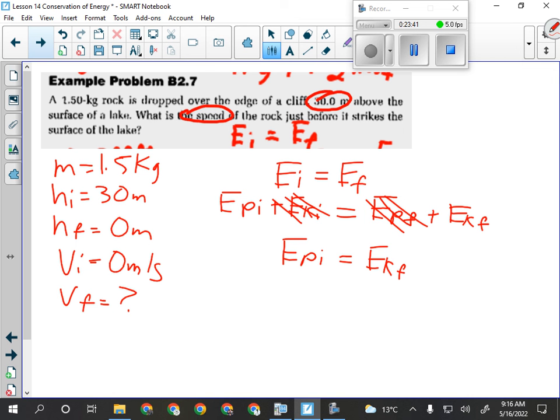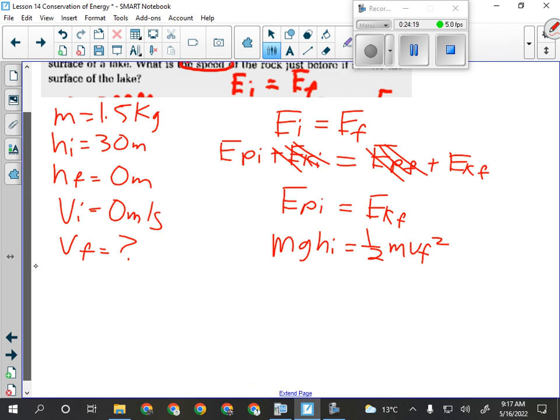Okay, now, do I have formulas for those two types of energy? Okay, have I changed what I said initially yet? I have not. I'm still saying my initial mechanical energy equals my final mechanical energy. I've simply identified that at the beginning it's all potential, and at the end it's all kinetic. All right? Now, I want to calculate VF.